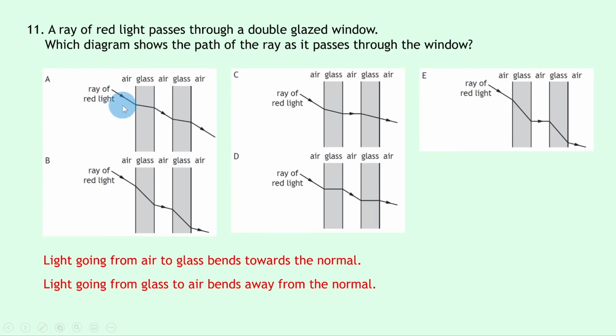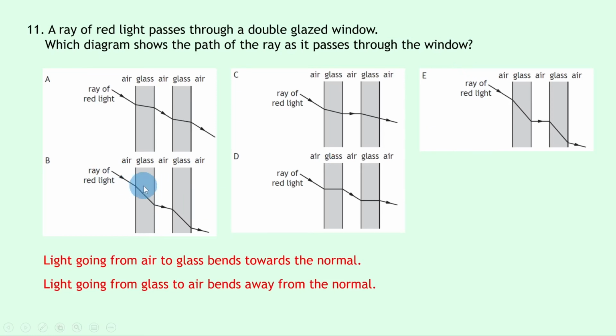So we can see that the light coming in would actually bend towards the normal, which is in the middle. So if my normal was along here, it's coming in and it's bending towards the normal. And then when it leaves the glass, it's bending away from the normal, which would be at this point here. It's then going back into the glass here, again bending towards the normal, and then bending away from the normal. So it looks like A is going to be our correct answer here. Let's just look at the others to make sure we can eliminate those.